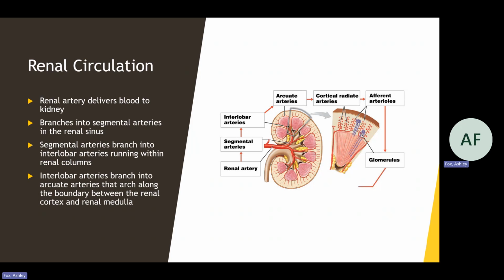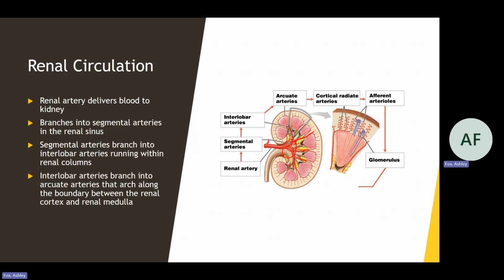And then it branches at the renal sinus. So in this area right here, it's going to branch into segmental arteries. You can see right here is a segmental artery, and here it is. Then they're going to branch into what we call interlobar arteries. You can see they're going between lobes here, dividing and going into each lobe.